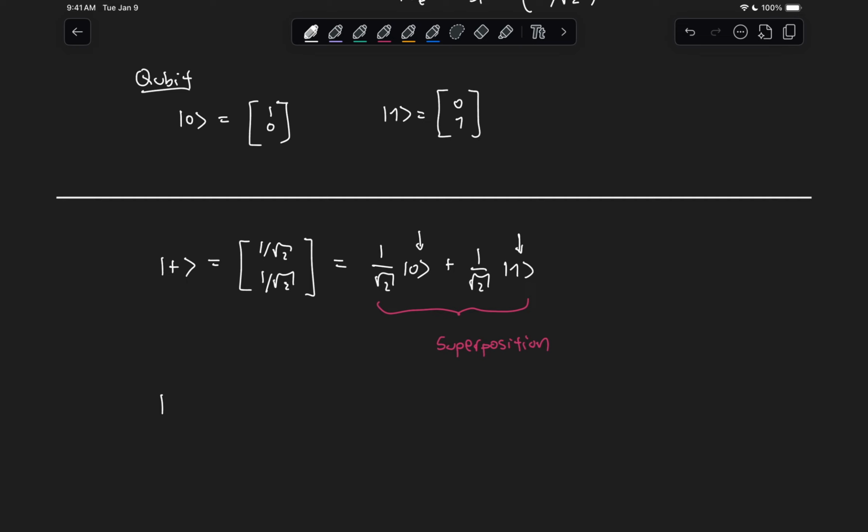Similarly, for the spin in the minus x direction, we associate a vector that we call minus with elements 1 over root 2 and minus 1 over root 2. So it's also a superposition of the form 1 over root 2 times (1, 0) minus 1 over root 2 times (0, 1).